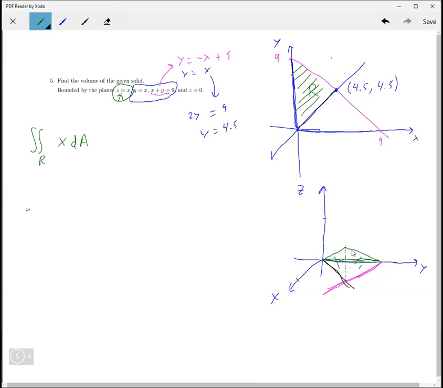Okay, so does that make sense? So you have this wedge that starts at 0 on the y-axis and then comes out like right here. And this is 4.5, and the height's going to be 4.5 as well. So essentially, we want to just integrate over this region. And we know that this line right here is y equals negative x plus 9. We also know that this line right here is y equals x. And this boundary here is x equals 0. But this is just the xy plane.